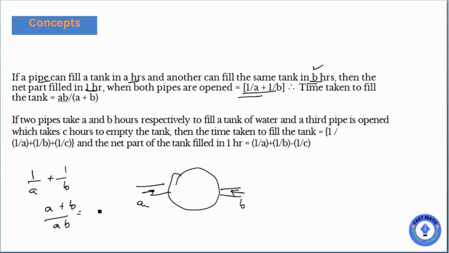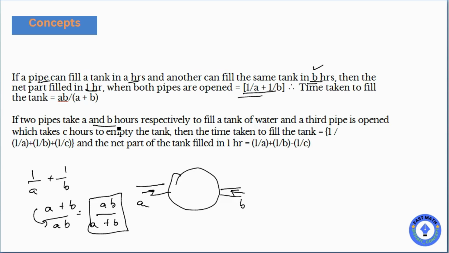The total time will be the reciprocal of the same. That means you have to make the denominator the numerator and the numerator the denominator. It becomes (a+b) divided by ab instead of a/b plus a/b. It is just the reverse of this one. Don't be confused. Let's move to the concept.